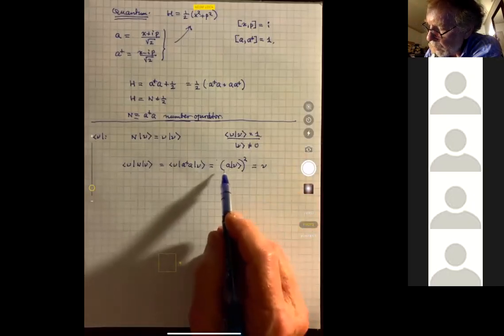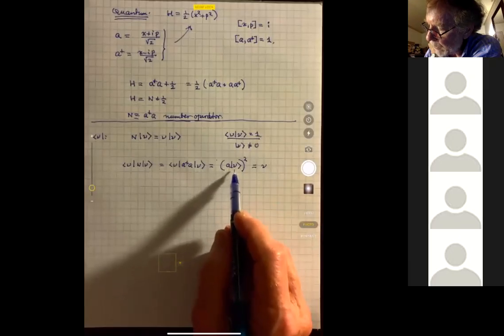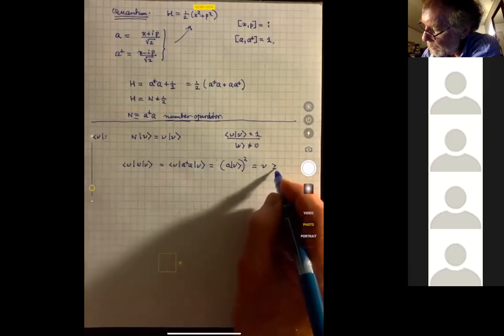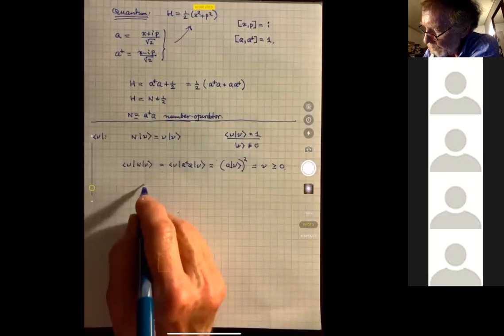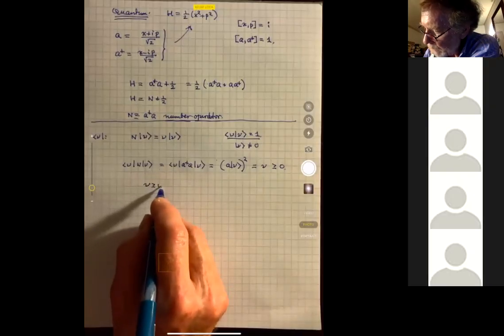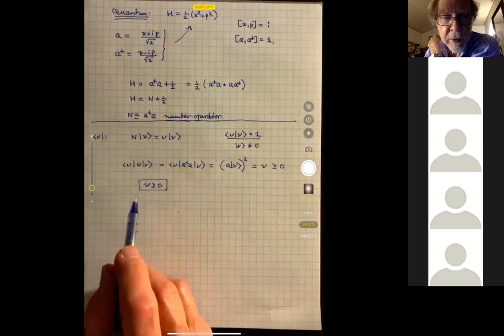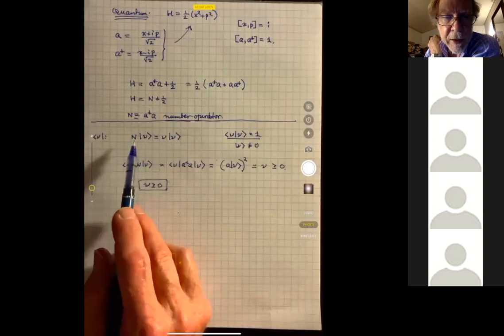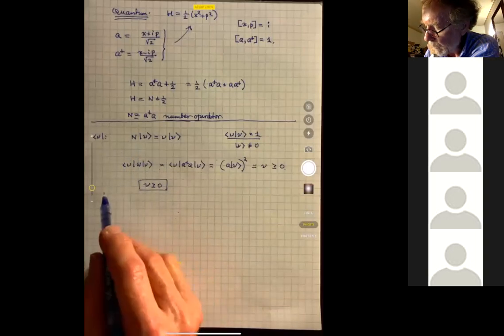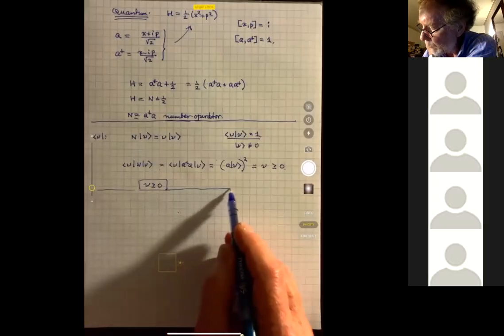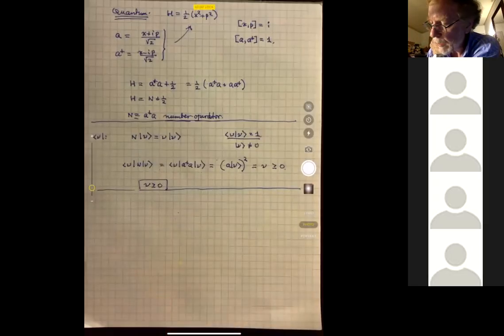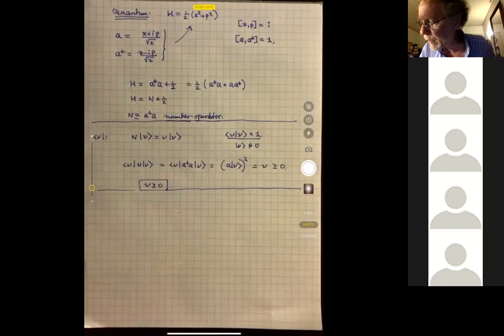On the other hand, the square of any state vector in Hilbert space is non-negative. So this whole thing has to be greater than or equal to 0. And thus we conclude that the eigenvalues of the operator capital N must be non-negative. As we say, capital N is a non-negative definite operator. So we're narrowing down the possibilities for the eigenvalues, having determined that they must be non-negative.